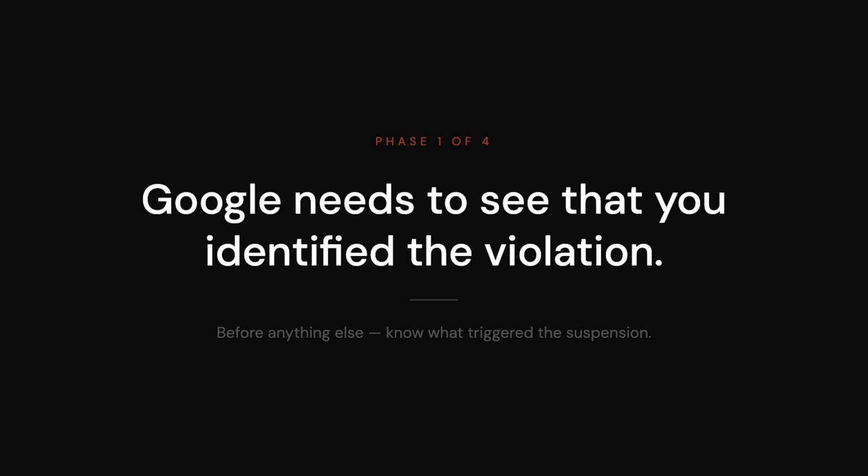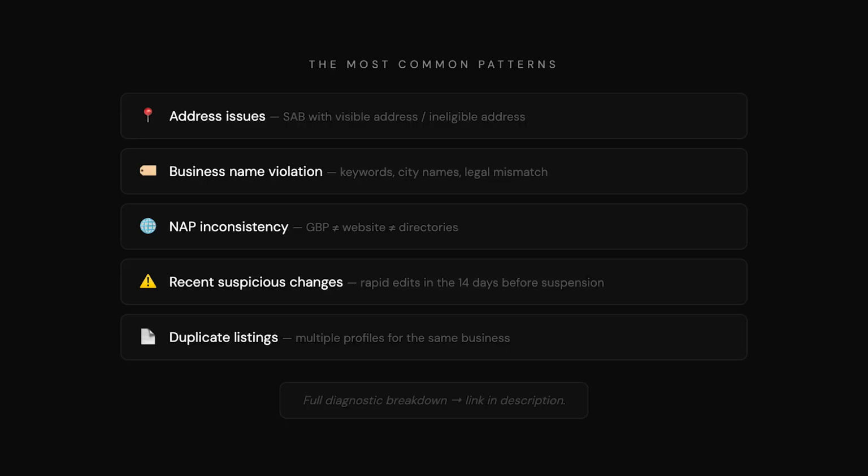Before anything else, you should absolutely know what triggered the suspension of your Google business profile. Here are some of the most common patterns. Google's email often mentions deceptive content or quality issues, which tells you almost nothing about the real violation. That's on you to figure out.